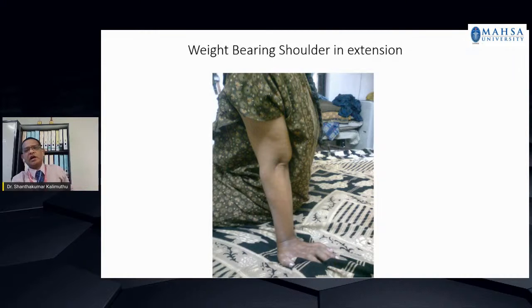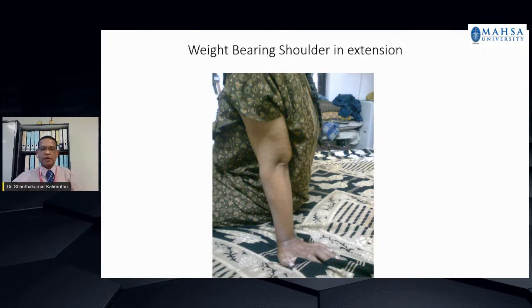So weight bearing to the shoulder can be given in slight extension, and avoid weight bearing in a more extended arm. Don't give weight bearing in extension and an externally rotated position, because antero-inferiorly the capsule is lax, so there is a possibility of causing injury to the soft tissue. So avoid giving weight bearing in extension and external rotation. Maybe in a few degrees of extension, you can encourage the person to do weight bearing.